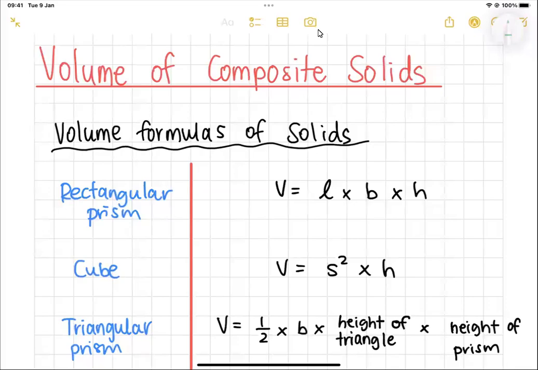Welcome back. This will be our last lesson on the topic of surface area and volume. Today we'll be focusing on the volume of a composite solid.